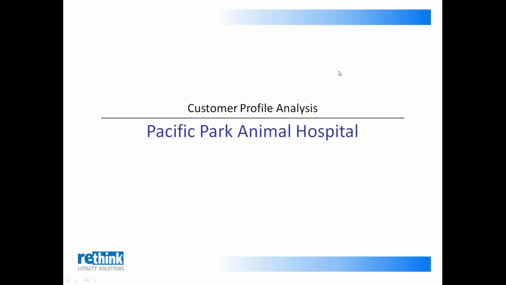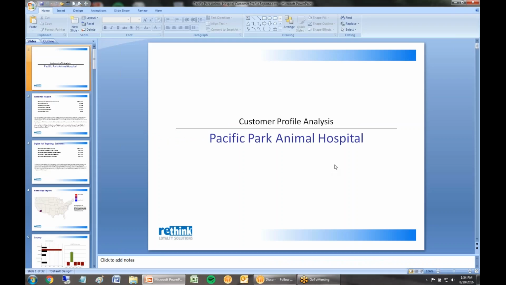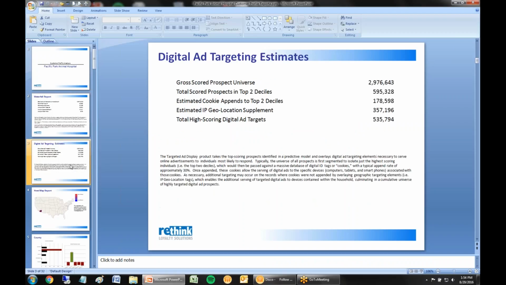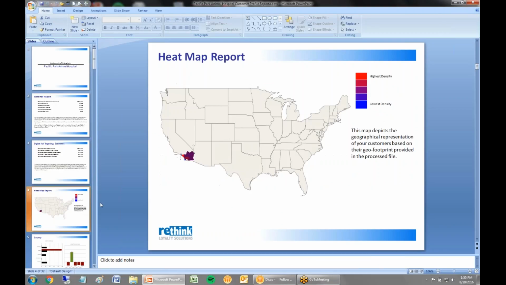Okay, so there are 4 parts to this report. There is a waterfall report, which describes what we did with the Pacific Park Animal Hospital customer records as we move them through the process. There is a quick summary of potential targeting opportunities down the road. There's a heat map which illustrates the concentration of those customers geographically.